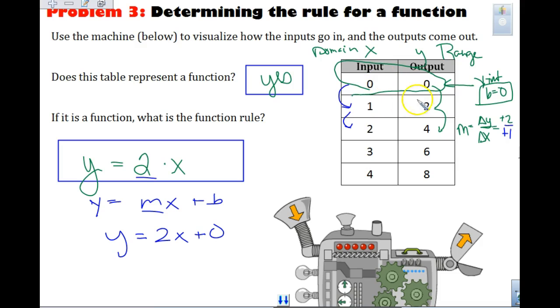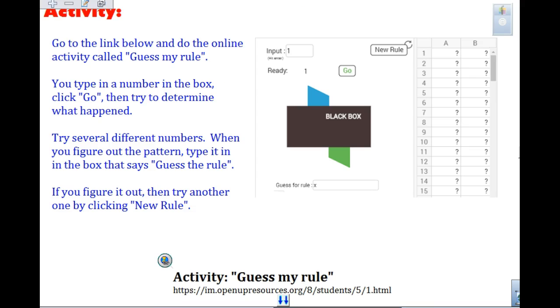But sometimes you're given that y-intercept is a weird number, and you'll see that as we do the next couple on the next page. So this page, this activity, I'll put this page up again when you're done. This is where I'm having you go to your computer. It's a resource that we have. It's called Open Up Resources. This is the textbook that 6th and 7th graders use. It's online. So it says, guess my rule.